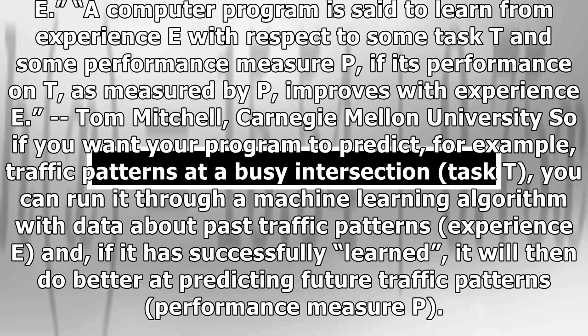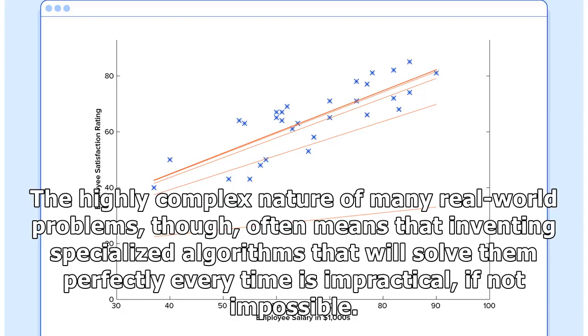So if you want your program to predict, for example, traffic patterns at a busy intersection, task T, you can run it through a machine learning algorithm with data about past traffic patterns, experience E, and, if it has successfully learned, it will then do better at predicting future traffic patterns, performance measure P. The highly complex nature of many real-world problems, though, often means that inventing specialized algorithms that will solve them perfectly every time is impractical, if not impossible.